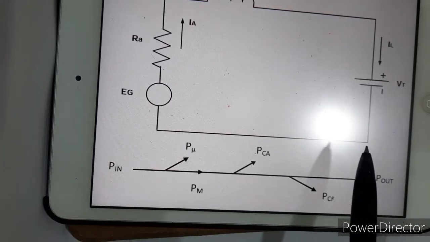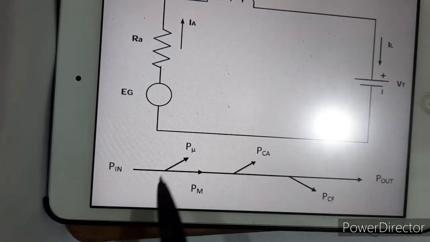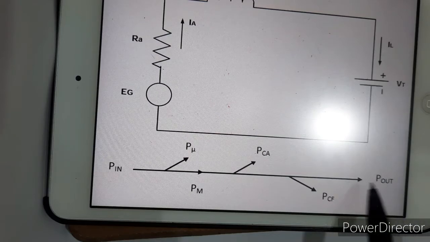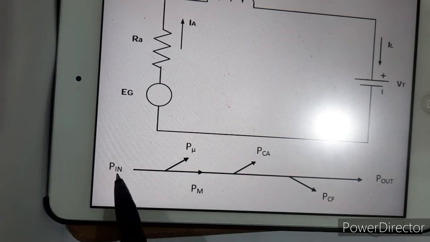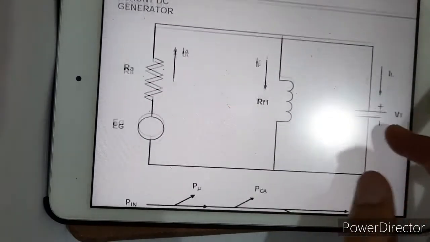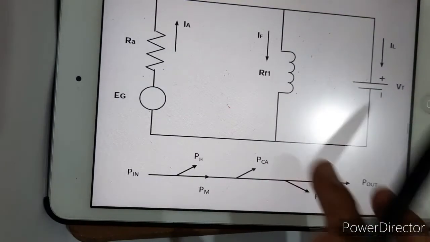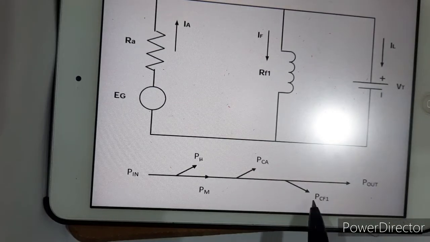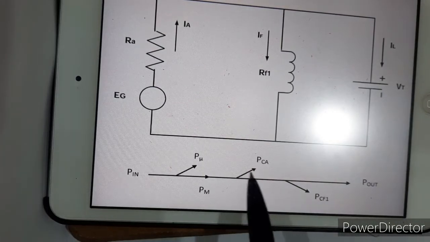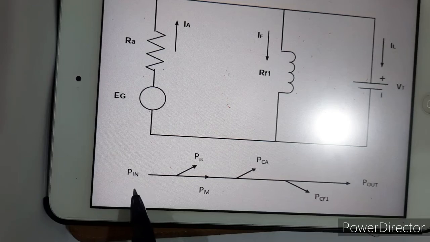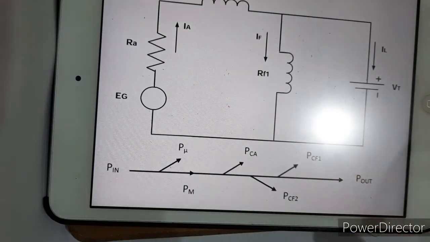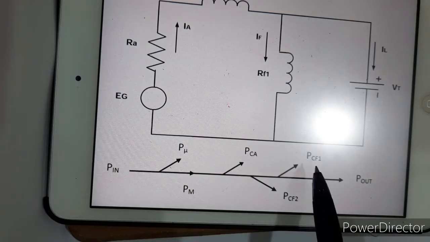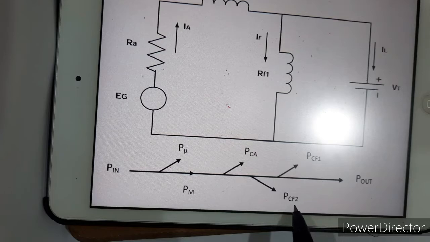For generator, the concept is the same. Starting from P out, we add PCF plus PCA plus P mu, and we get P in. Same goes for shunt: starting from P out, plus PCF1, plus PCA, plus P mu, we get P in. And then for compound, it has additional losses, which is because of PCF2.